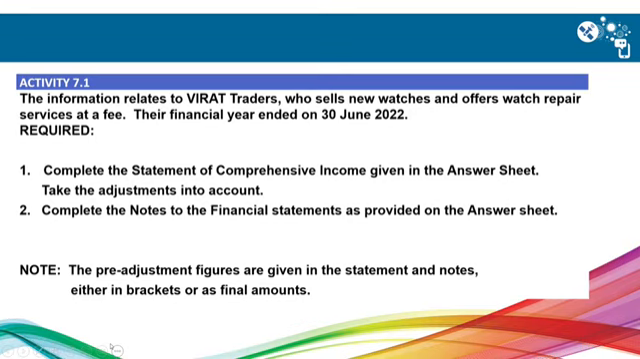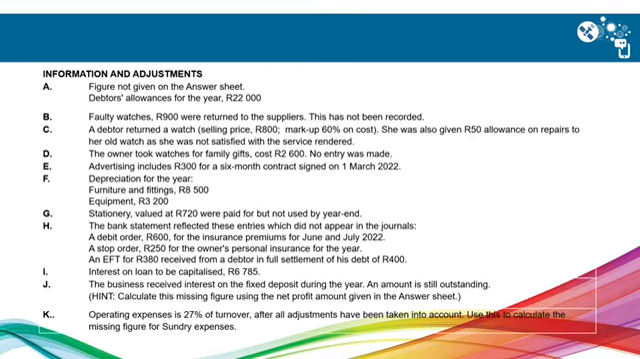We will look at the blitz a bit later. What is required of us? They want us to do the statement of comprehensive income. They've given us an answer sheet. They filled out figures for us. What's somehow different with this exercise? They haven't given you a trial balance. They have instead filled out the figures for you.